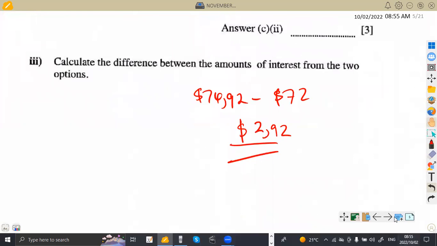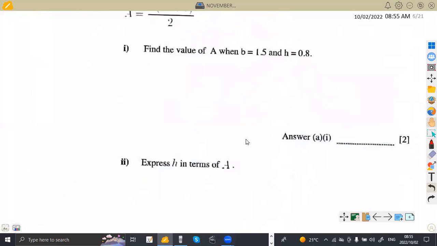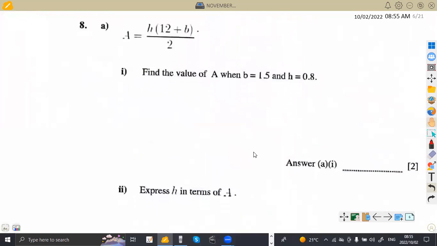Okay, this is actually the last part that we have. All right, number 8, we are given a formula: A is equal to H into 12 plus B, all over 2. The question: find the value of A when H and B are given. Just substitute into the formula. Do not waste marks on this type of question. You are simply substituting. What are you supposed to obtain here? The value of A.